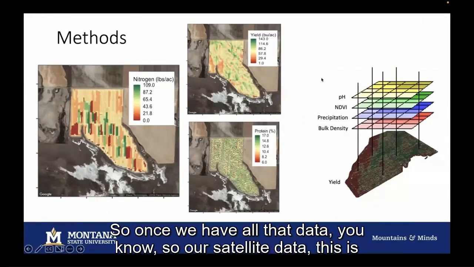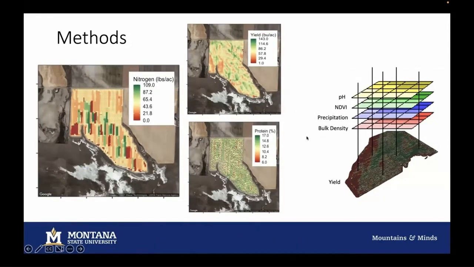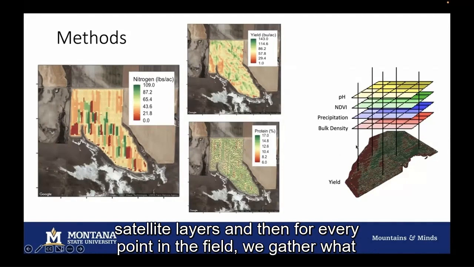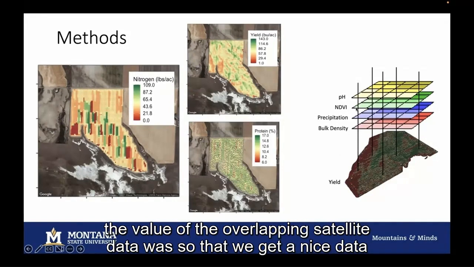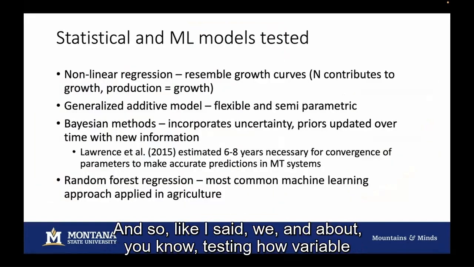So once we have all that data, our satellite data, this is just a subset here, plus our yield, our protein, and our nitrogen data, we have to put it all together. For every yield point in this case, we overlay all those satellite layers. And then for every point in the field, we gather what the value of the overlapping satellite data was, so that we get a nice data set that we can use to create our models and analyze this data.